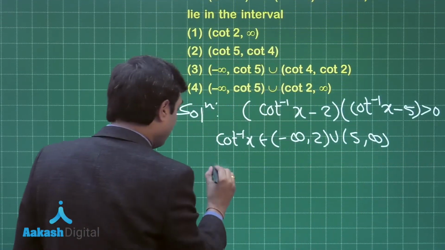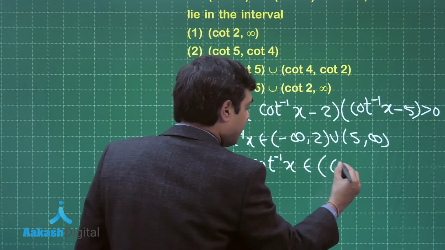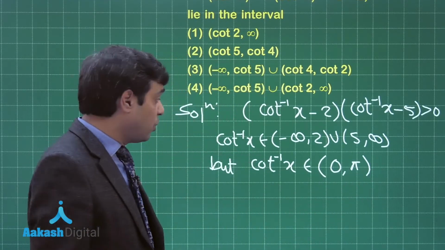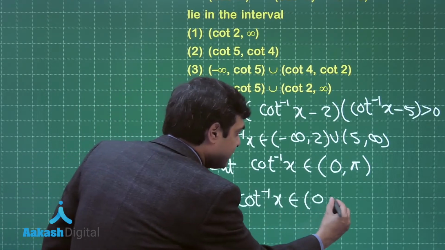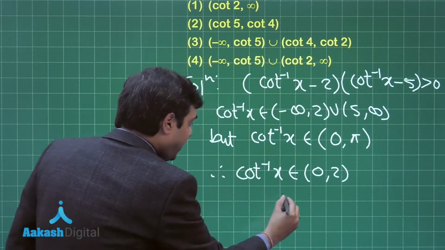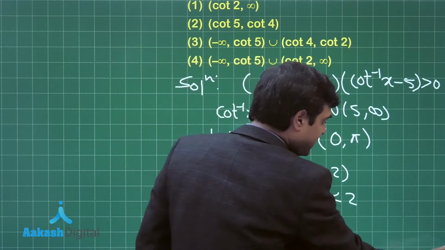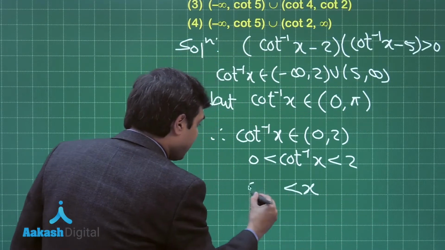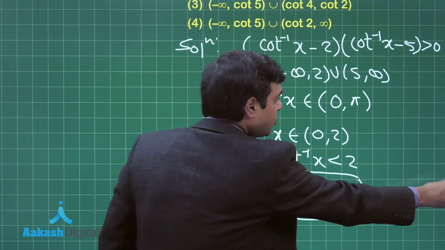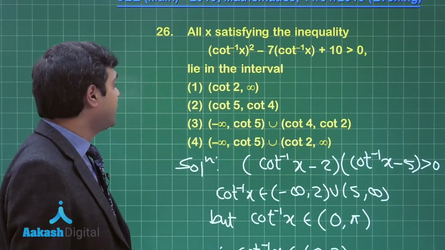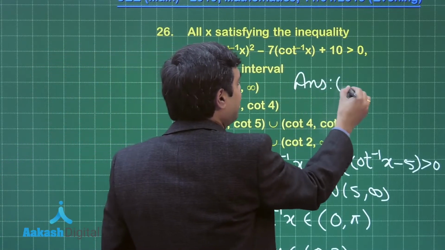Now we already know that cot inverse x actually lies between 0 and pi. So from here my conclusion is simply that cot inverse x is lying in the interval 0 to 2. You can read it as cot inverse x is greater than 0 but less than 2. Since the cot inverse function is decreasing, x is lying between cot 2 and infinity. So the result is cot 2 to infinity. Let's see from the given options, cot 2 to infinity is option number 1. So let's mark and mention it as the correct answer.